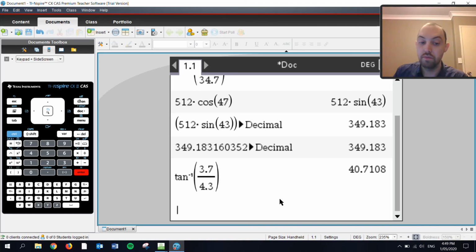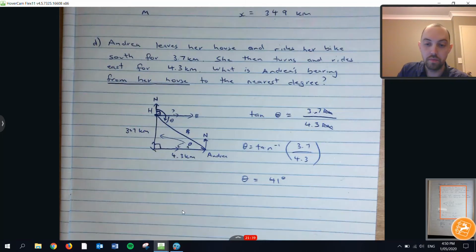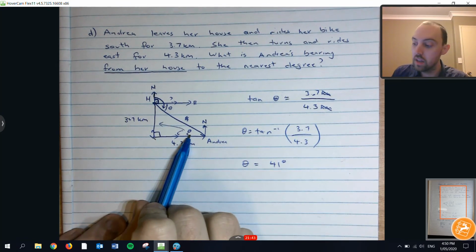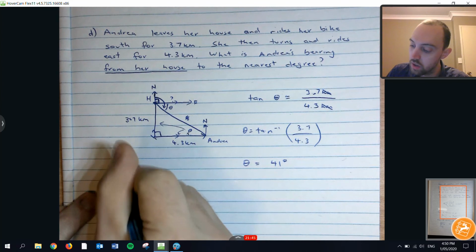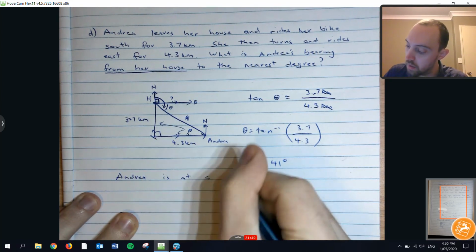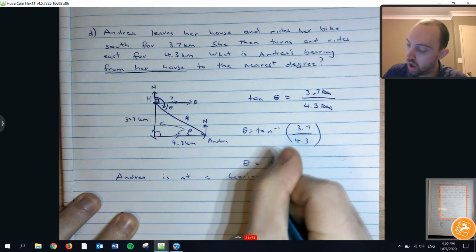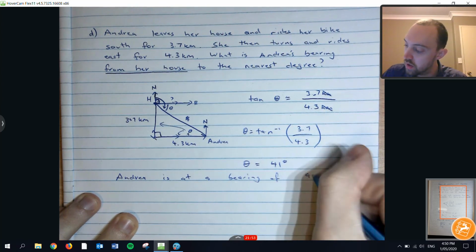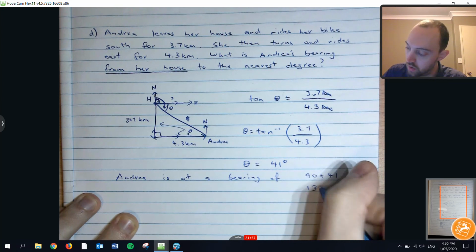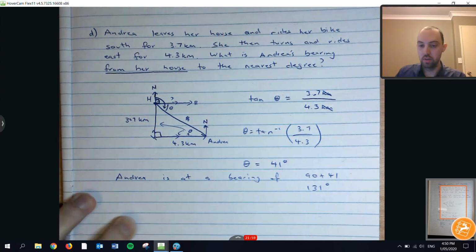Now that's not the final answer. That's just the angle theta in here. The bearing, so Andrea is at a bearing of 90 plus 41, or 131 degrees.